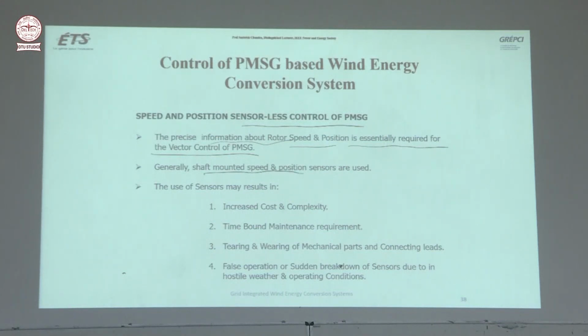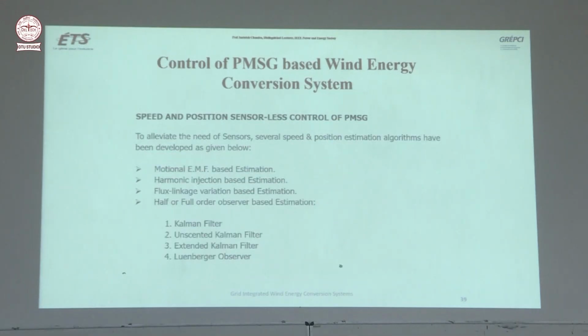Generally, a shaft mounted speed and position sensor is used, as you might have done in your laboratory. Use of sensors may result in increased cost and complexity, time bound maintenance, tearing and wearing of mechanical parts and connected leads, false operation or sudden breakdown. So these are the problems if we are using mechanical sensors for position and speed.